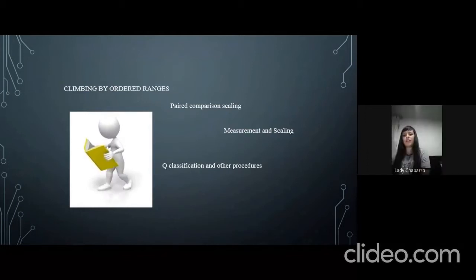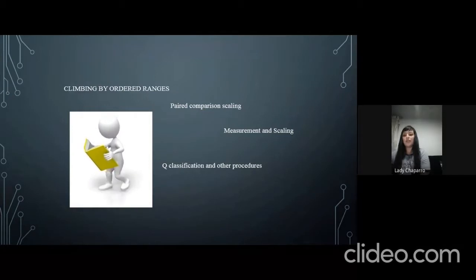Scaling by rank order. Several objects are presented at the same time to respondents, and they are asked to order or classify them according to certain criteria. Paired comparison scaling. As the name suggests, paired comparison scaling shows the respondent two objects and asks them to choose one according to certain criteria. The data obtained are of an ordinal nature.